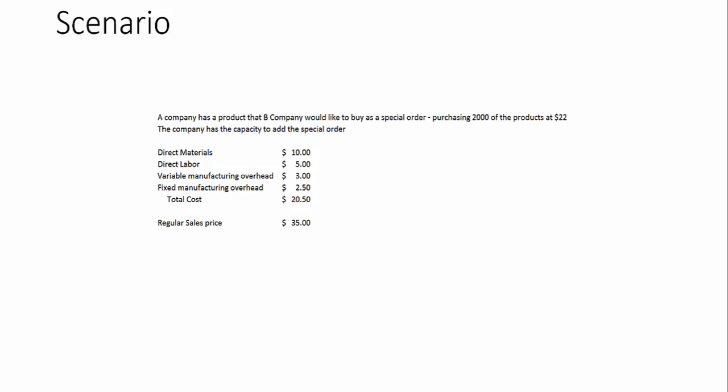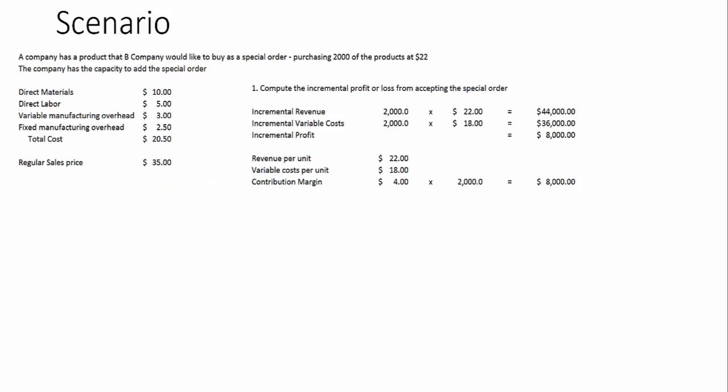So let's take a look at whether or not, given that the company has capacity to produce this special order, they should take it or not. So here's what we do. We compute the incremental profit or loss from accepting this special order. So the incremental revenue would be the 2,000 units that they're proposing to buy at $22, which is the price that they would like to pay for it. So our incremental revenue would be $44,000.